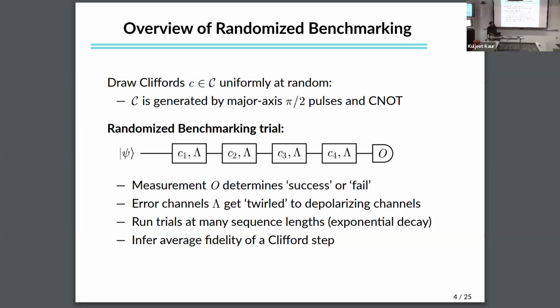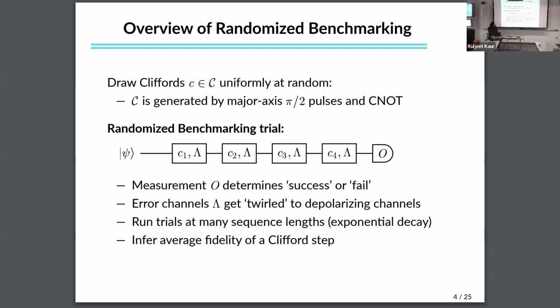So in general, the error channel lambda can be very complicated. On many qubits, there's a very large space of possible error channels. But if you have randomization like this, then it really simplifies the effective description of the channels. And it lets you infer just a single parameter to learn the fidelity of what lambda was. Right, so that's kind of the big picture of randomized benchmarking.